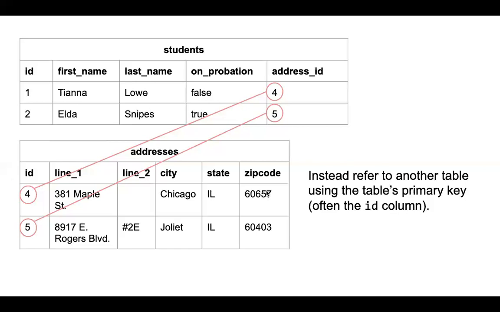So it may seem a little convoluted, but it's actually very, very efficient and a great way of keeping track of the relationships between things without having it all stored in one huge table.